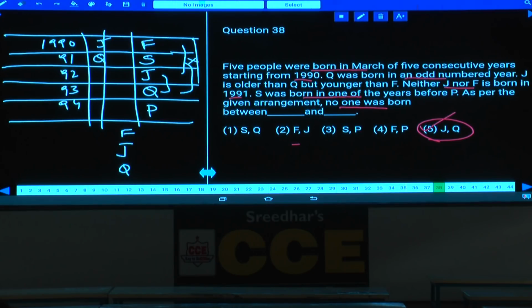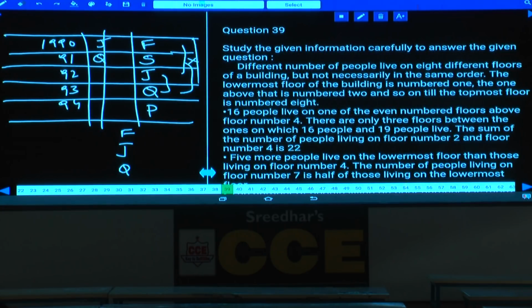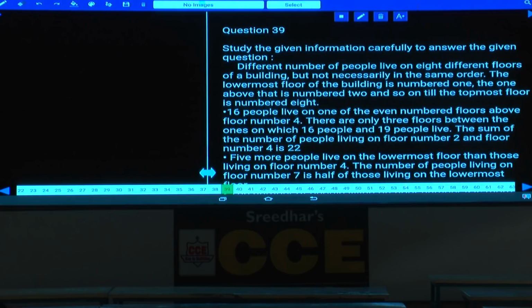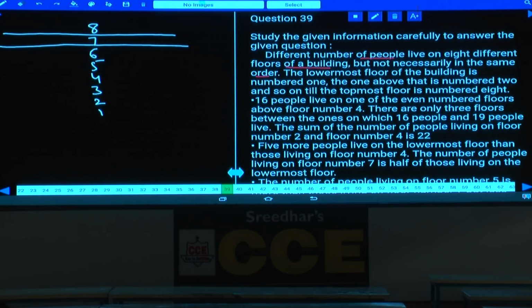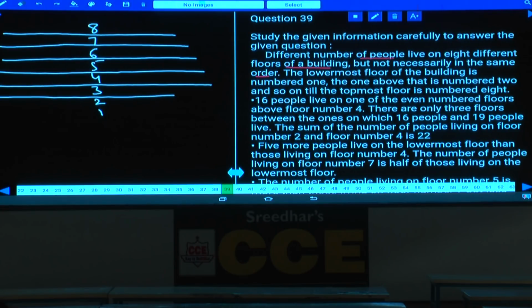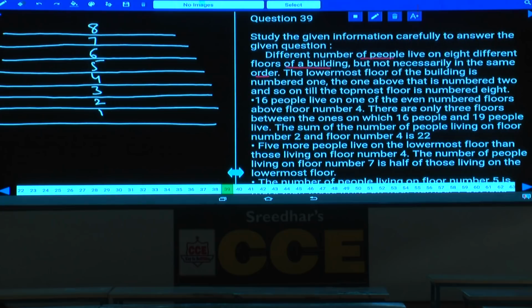Then 39 to 43. Now question numbers 39 to 43, these 5 questions are based on different numbers of people living on 8 different floors. The floors are 8, 7, 6, 5, 4, 3, 2, 1. 8 persons, different numbers of people, live on 8 different floors of a building, but not necessarily in the same order. The lowermost floor of the building is number 1. The floor above this one is floor number 2 and so on till the topmost floor, which is 8.